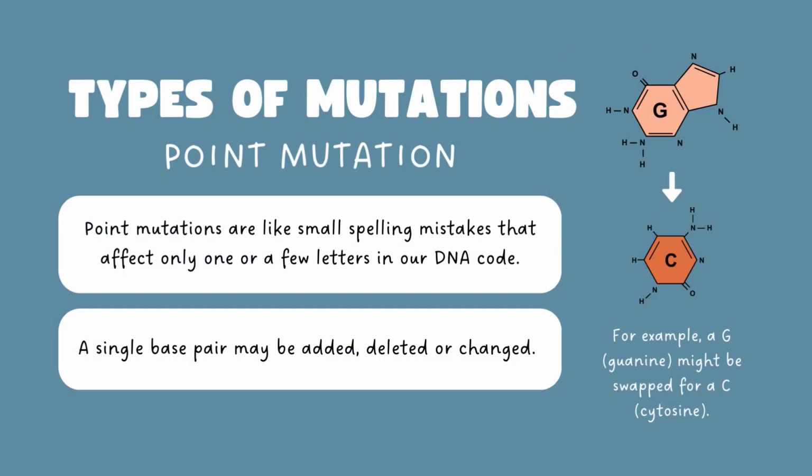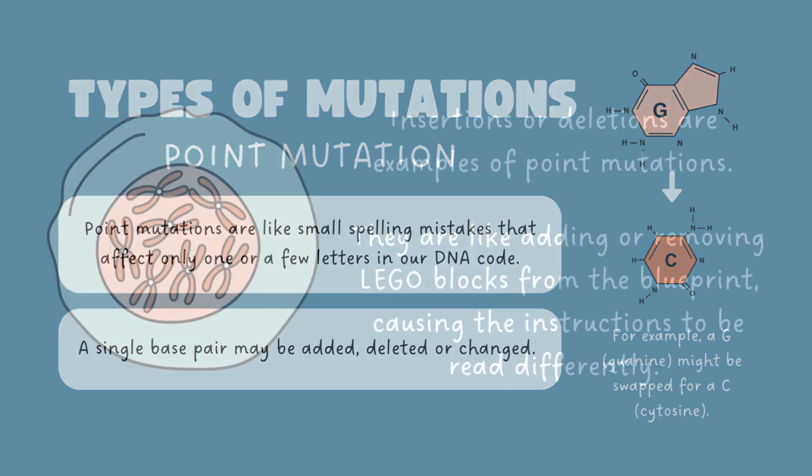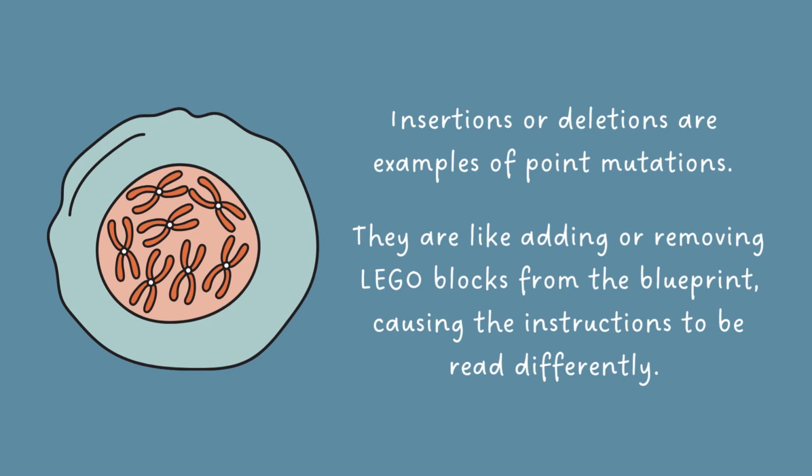There are two types of mutations: point and chromosomal mutations. Point mutations are like small spelling mistakes that affect only one or a few letters in our DNA code. A single base pair may be added, deleted, or changed. For example, a guanine might be swapped for a cytosine. Insertions or deletions are examples of point mutations. They are like adding or removing LEGO blocks from the blueprint, causing the instructions to be read differently.